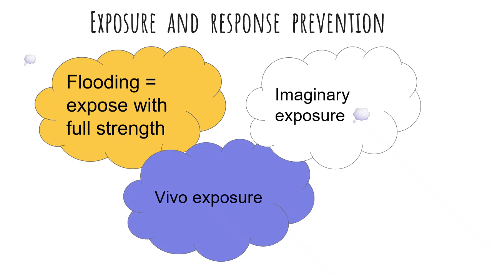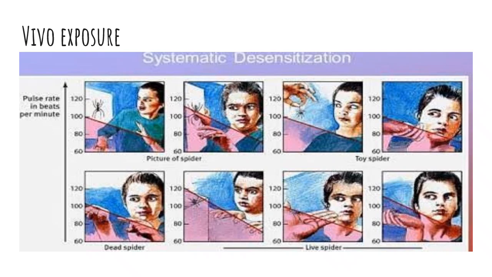So just reels we can show them, or in images we can show them. Likewise, we can expose the client to that particular stimulus which they are so afraid of. So the first one is viewer exposure. Take a person who is afraid of spiders. That is a classic example of systematic desensitization.